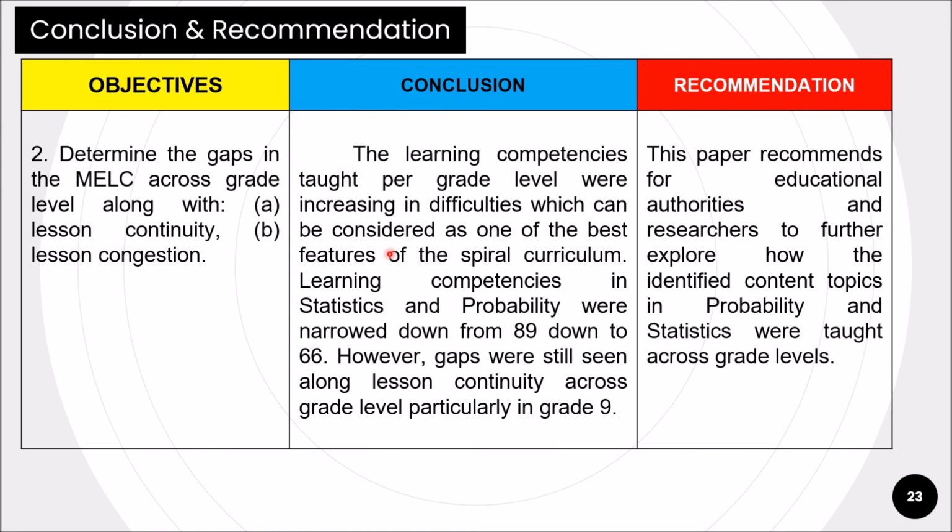For the conclusion for objective number 2, the learning competencies taught per grade level were increasing in difficulties, which can be considered as one of the best features of the spiral curriculum. Learning competencies in statistics and probability were narrowed down from 89 to 66. However, gaps are still seen along lesson continuity across grade level, particularly in grade 9. As per recommendation, this paper recommends for educational authorities and researchers to further explore how the identified content topics in probability and statistics were taught across grade levels.